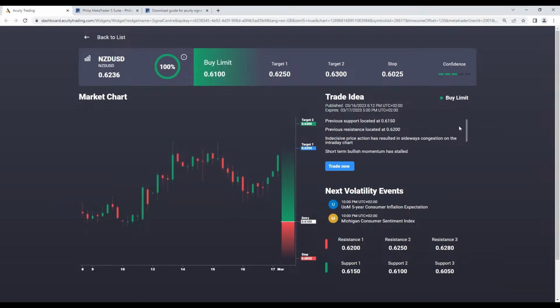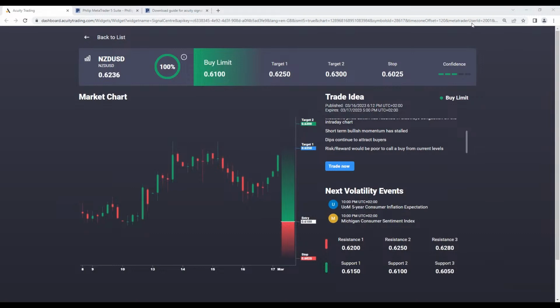Then they also tell you, as of yesterday, that the New Zealand dollar USD dollar price action was indecisive, and it has resulted in a sideways congestion on the intraday chart. It also tells you that the short-term bullish momentum has stalled, and the dips will continue to attract buyers. So it is saying that the risk-reward ratio would be poor if you're looking to buy now. Therefore, they're advocating that if the price dips a bit lower, it would be a more conducive price level for you to jump in.